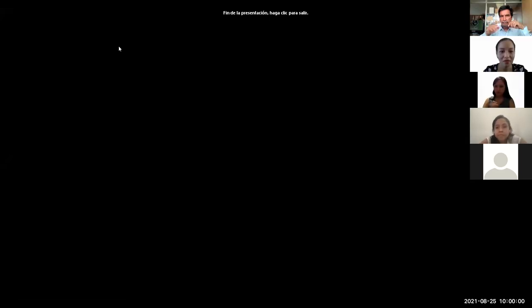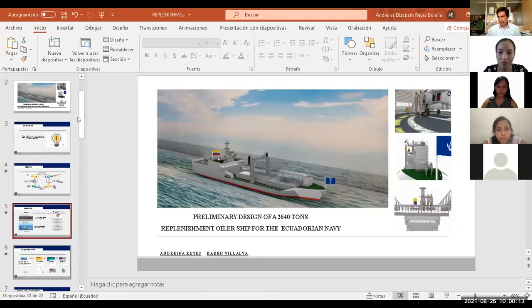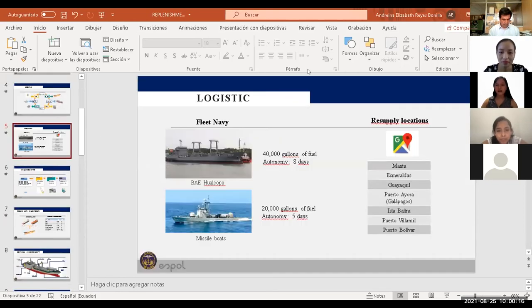What is the navigation area where this vessel is going to sail? It is in Ecuador. The navigation area, 1, 2, 3, 4. But one is just 13 nautical miles away from the coast. Is this going to sail just that? The ship will be navigating in Manta, Esmeraldas, Guayaquil, but just around the coast. It's not going to sail further than that.